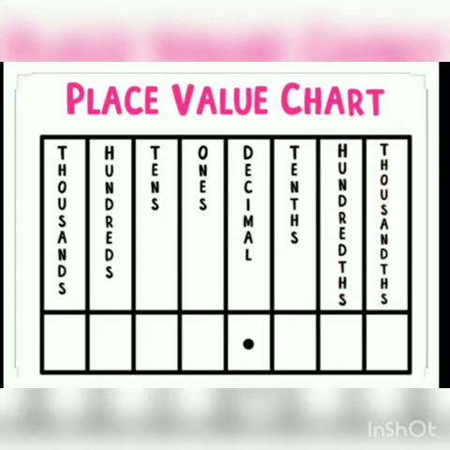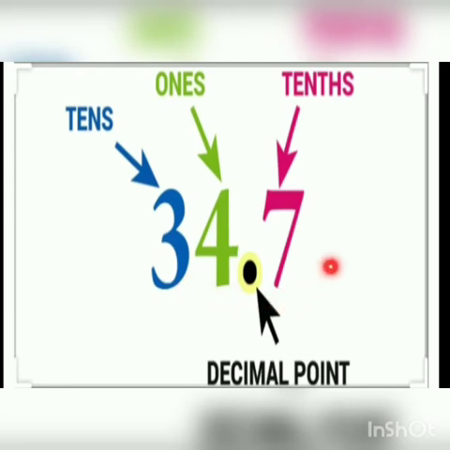We'll look at one example. This is one decimal number, isn't it? If there is a decimal point, then that number is a decimal number. So let us look at the place value. I said before the decimal point, the number is as usual. So in 34, the place value of 4 is ones and 3 is tens. Then after the decimal point, we have only one place, isn't it? So the first place is what? Tenths.